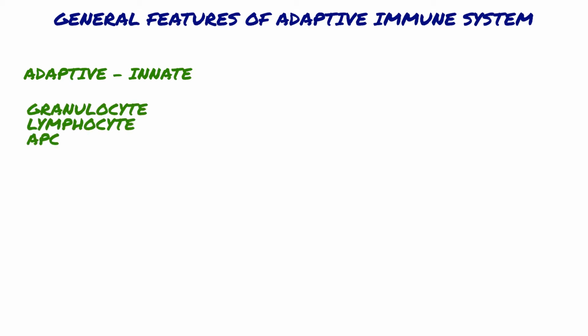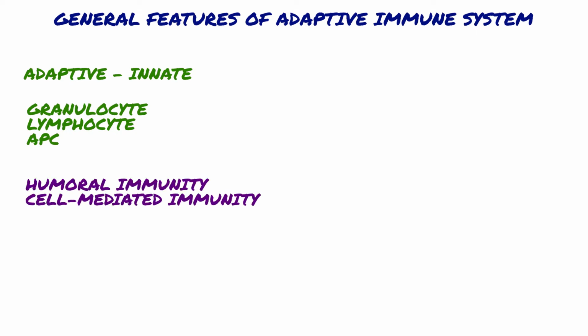Immune responses are traditionally classified as adaptive and innate immune system. The major cellular constituents of both innate and adaptive immunity originate in bone marrow, where they differentiate from multipotent hematopoietic stem cells along several pathways to become granulocytes, lymphocytes, and APCs. There are two types of adaptive immunity, called humoral immunity and cell-mediated immunity.